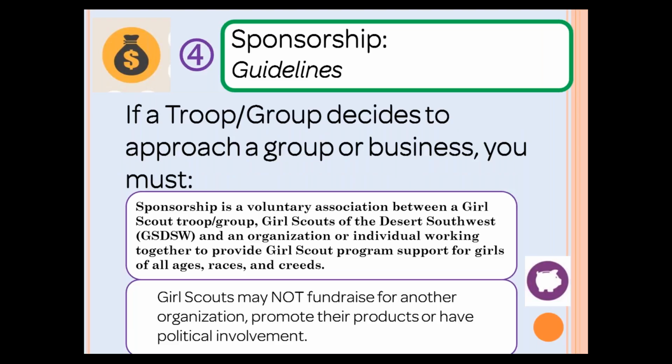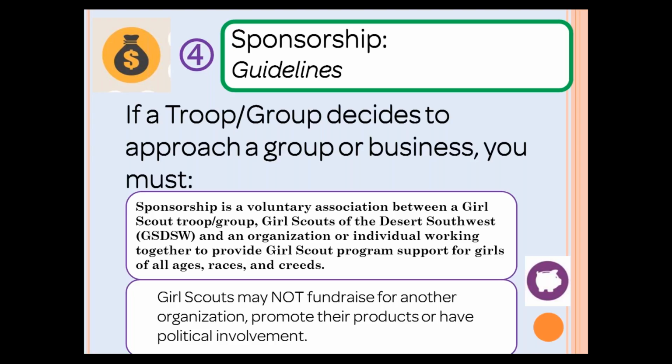Sponsorship guidelines. Now, this is a very unique situation where a troop may decide to approach a group or business. This is usually a long-term agreement. This is a voluntary association between the troop and this entity, and Girl Scouts Council is always also involved. We all work together to provide the program and support for girls of all ages, races, and creeds. Girl Scouts may not fundraise for another organization, promote their products, or have political involvement.